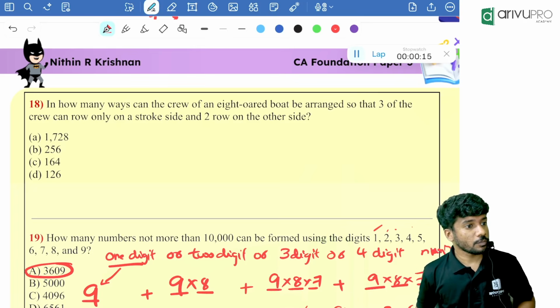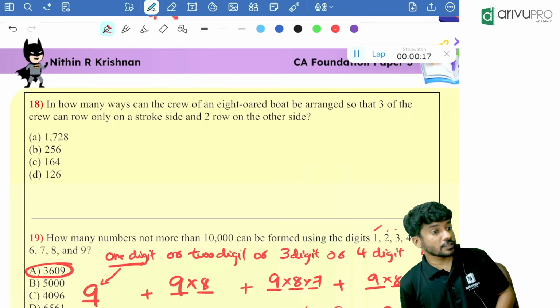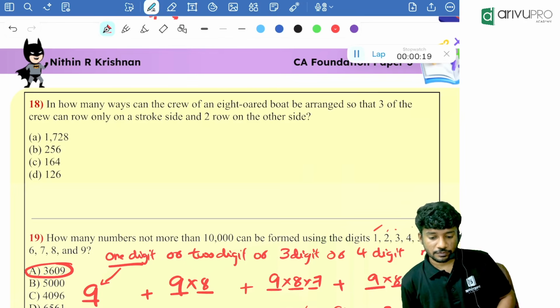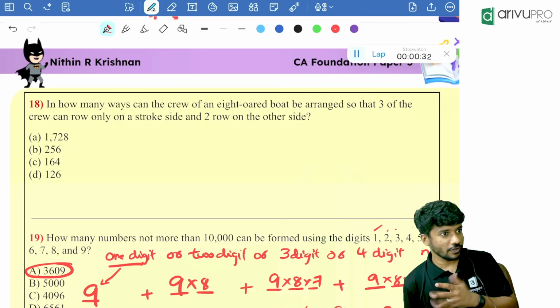But not more than is given in the question. Not more than 10,000 is given. Is 10,000 included? Can we form 10,000 using 1, 2, 3, 4, 5, 6, 7, 8? We will not be able to form it. I already told you, 10,000 can be formed only if 0 is also there. Is 0 there here? Nope. That's why.